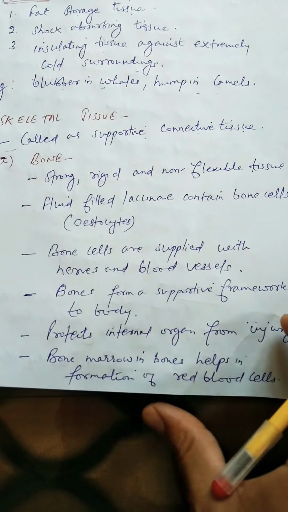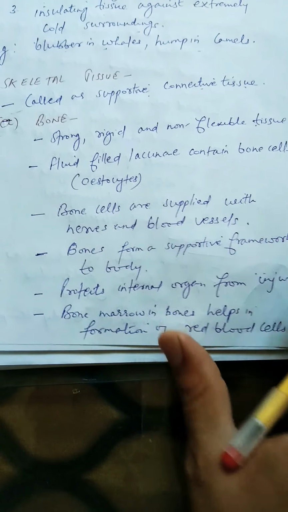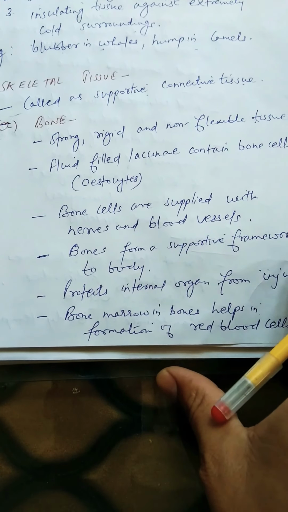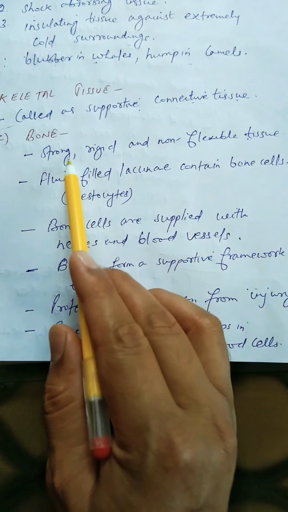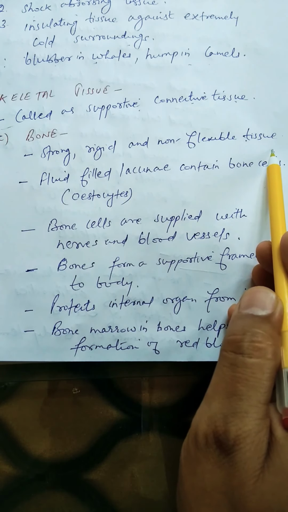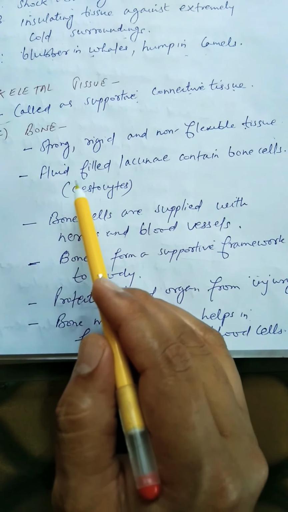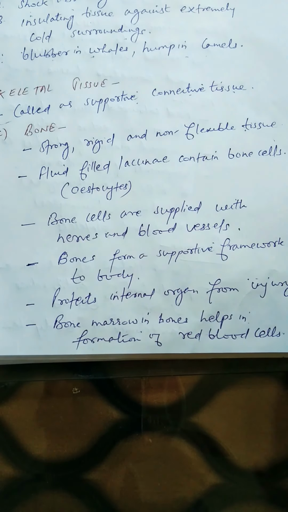Now students, see here, bone. Already you have seen bones, and bones make a structural framework of our body. So these are strong, rigid and non-flexible tissue. You cannot bend your bones. Fluid filled lacunae contain bone cells, and these bone cells are known as osteocytes.